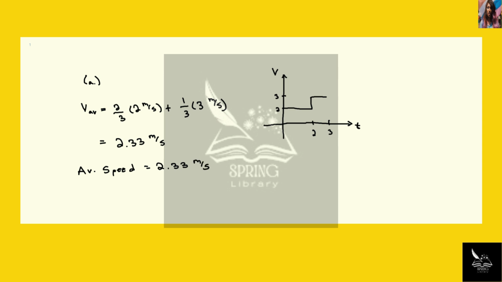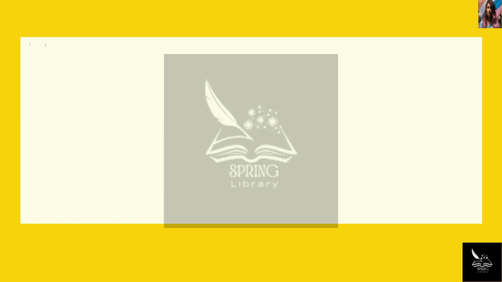And now we can move on to part B. In part B, our graph looks a little different. It's now going to go 2 meters per second for the first 2/3, and then it's going to dip all the way down to -3 until we get to t is equal to 3 seconds. So let me just add in the points here. This is 2, and then this y value is -3.